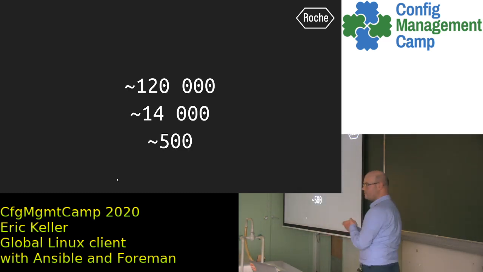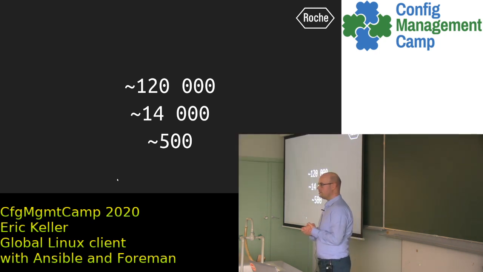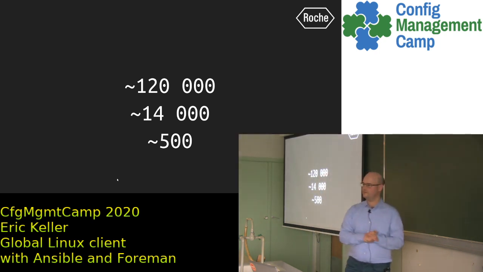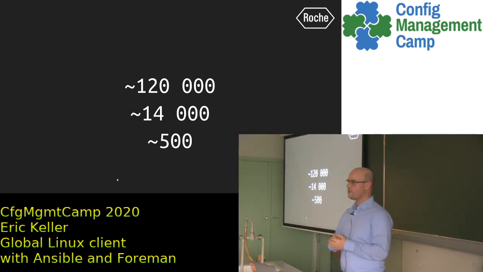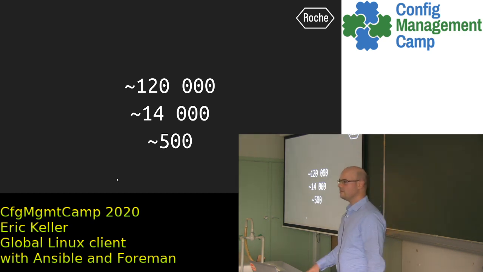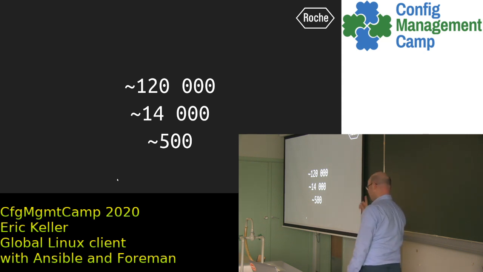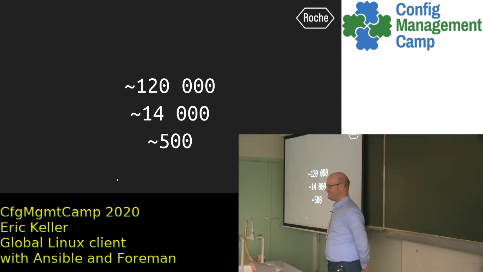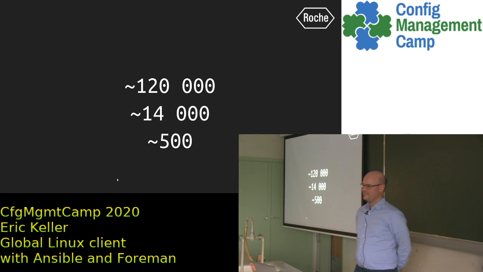So another question for the audience. What do you think these numbers are? 120,000, 14,000 roughly? No. That's not good. No. This is a different relation.